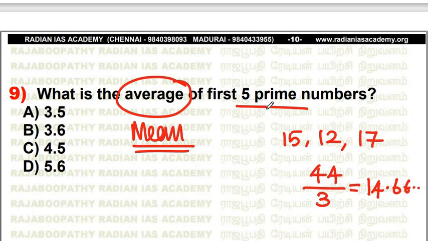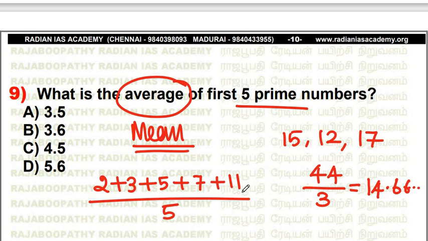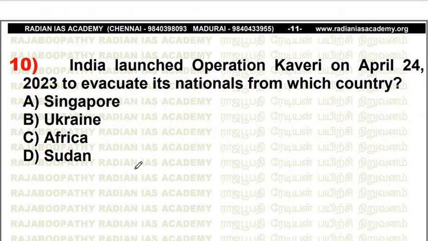So here, the average of the first 5 prime numbers. What are the 5 prime numbers? 2 plus 3 plus 5 plus 7 plus 11 divided by 5. What is the answer? The answer is D. You add and divide by 5. Okay, next question. Last question.